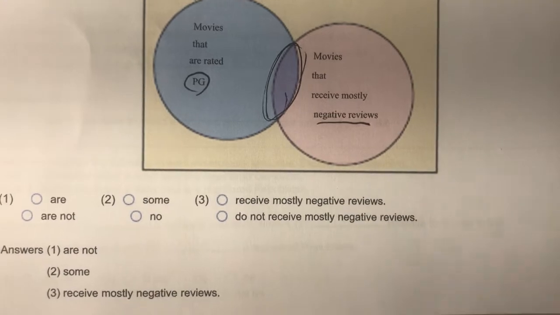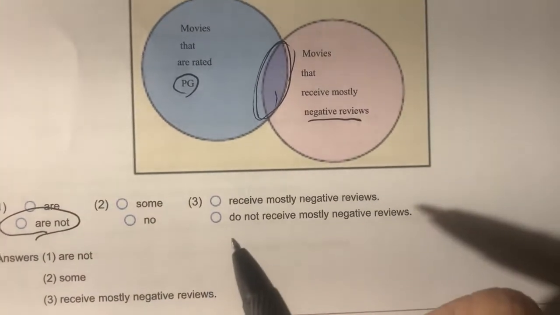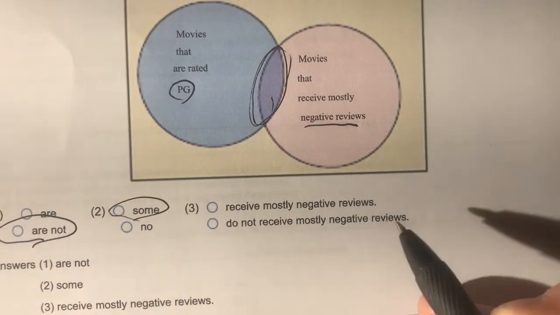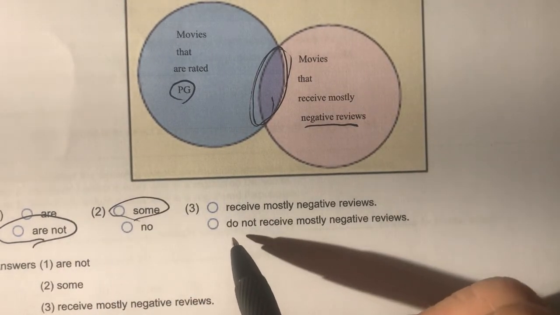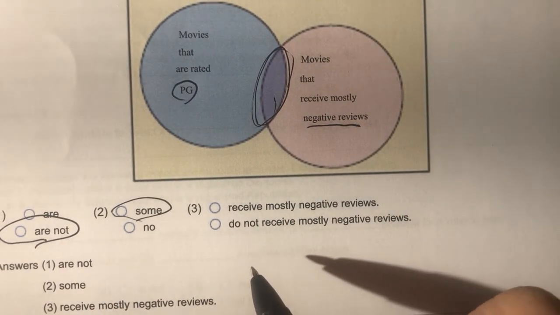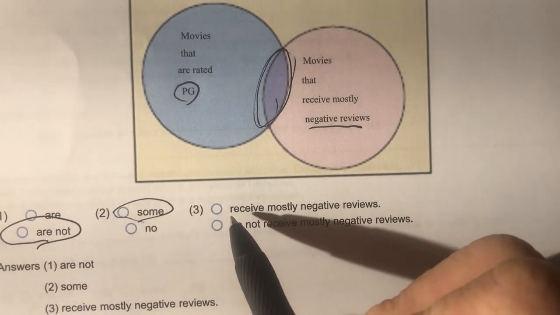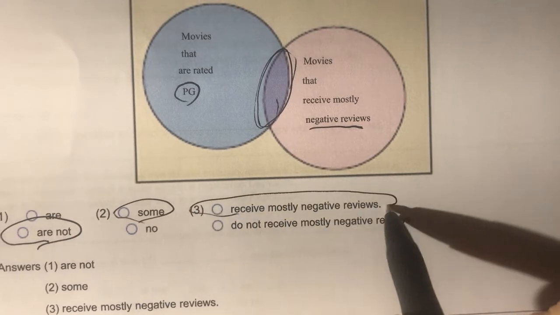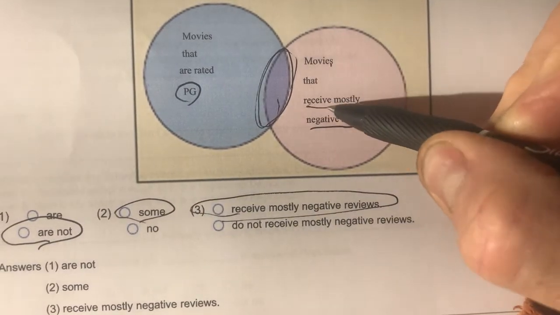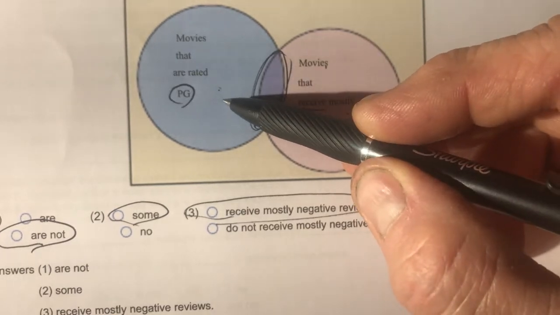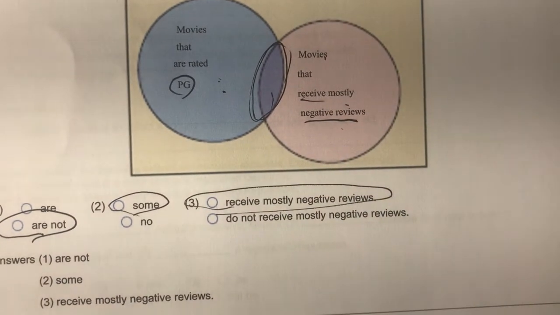So if we look down here, these are not mutually exclusive because some movies, some receive mostly negative reviews. That's what this is. They receive mostly negative reviews. So some movies that are PG do receive mostly negative reviews.